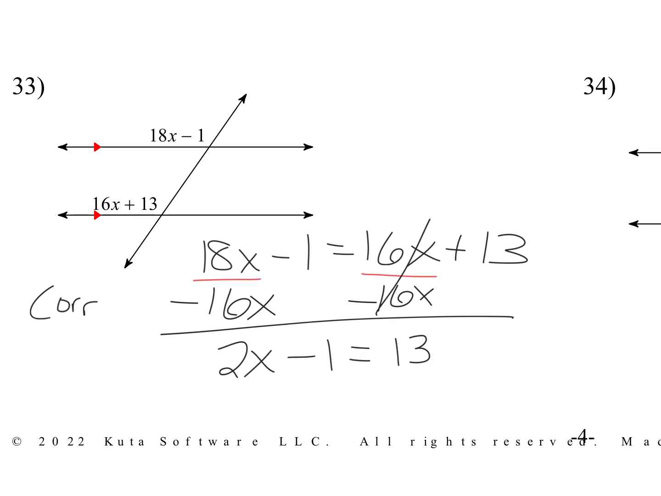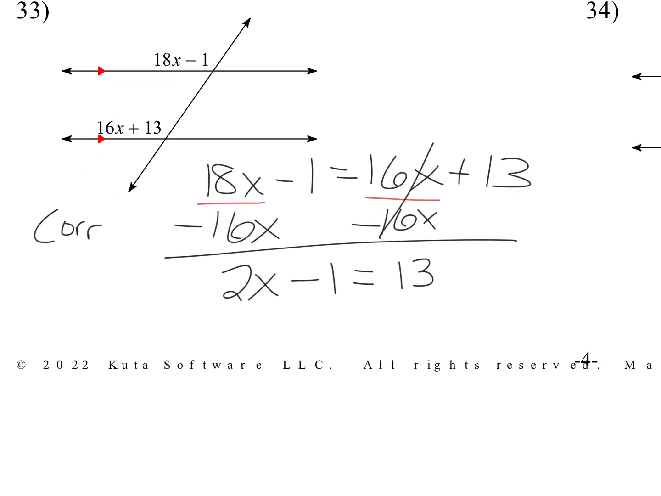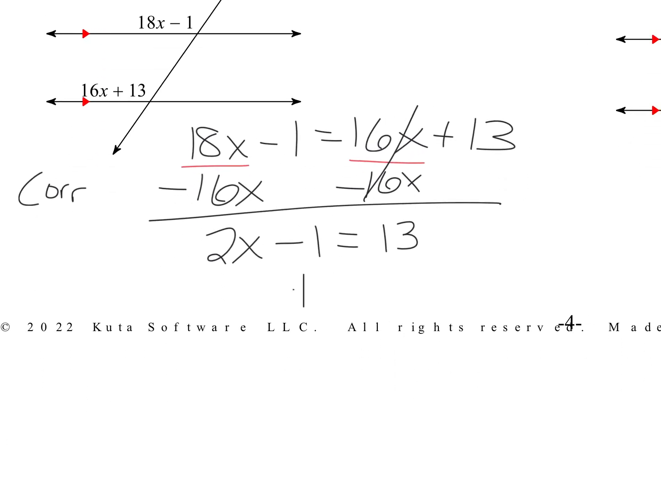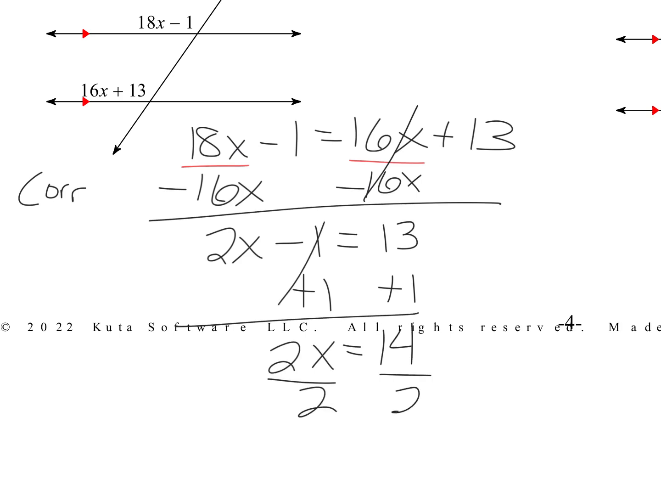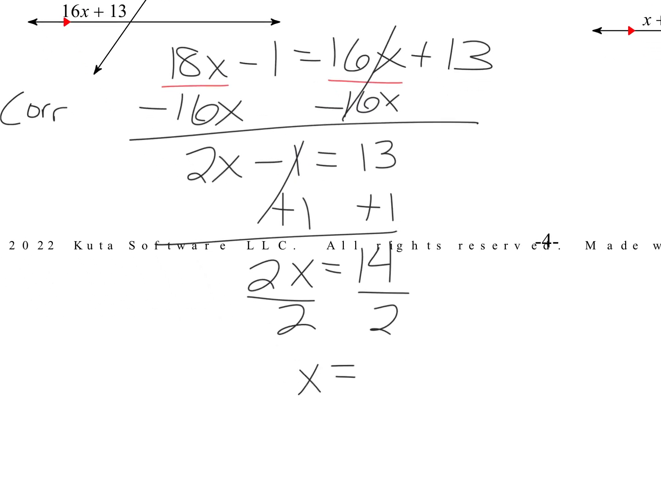Now we have x on one side, so now we can solve like we normally do. What's my next step? Plus 1. Add 1, getting x by itself. We have 2x equals 14. Divide by 2, x equals 7.